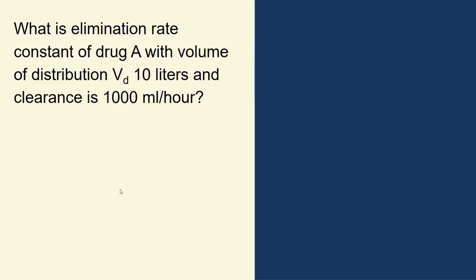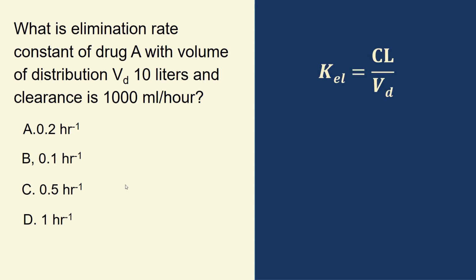So let's look at one example. What is the elimination rate constant for a drug with volume of distribution 10 liters and clearance 1000 milliliters per hour? A, 0.2 hours inverse. The unit for elimination rate constant is hours inverse. B, 0.1 hours inverse. C, 0.5 hours inverse. D, 1 hour inverse. Here you can use this formula, pause the video, quickly calculate and find your answer.